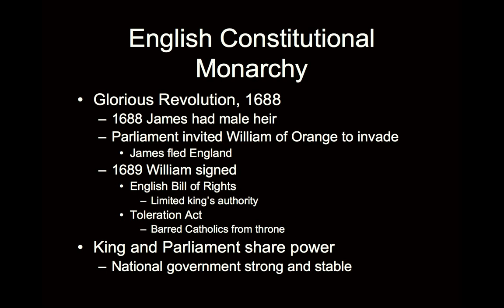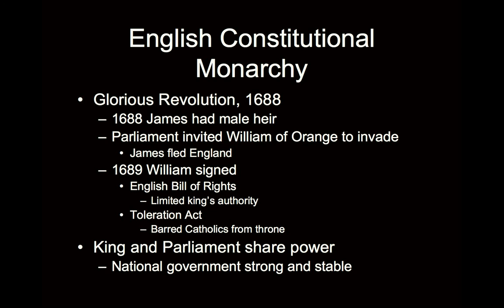To do so, however, Parliament insisted that they sign two laws before they would be recognized as king and queen: the 1689 English Bill of Rights and the Toleration Act. The Bill of Rights limited the king's authority, protected civil rights, and barred Catholics from the throne. The Toleration Act made it clear, both of these laws together. The first, the Bill of Rights, limited the king's authority and protected civil rights.